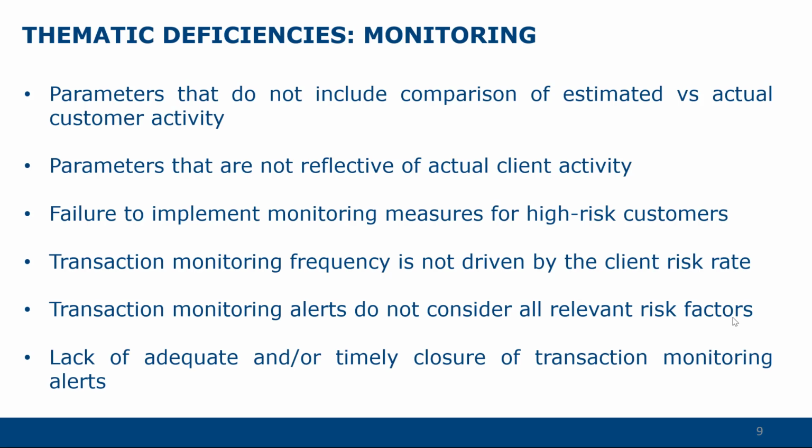Another common deficiency is transaction monitoring frequency that is not driven by client risk rate. Banks and TCSPs should ensure that their transaction monitoring measures are driven by the client risk rate, consistent with a risk-based approach. This means high-risk customers will be reviewed more closely. Another common deficiency is transaction monitoring alerts which do not consider all relevant risk factors. For instance, transaction monitoring alerts which do not include measures to monitor activities conducted by politically exposed persons.